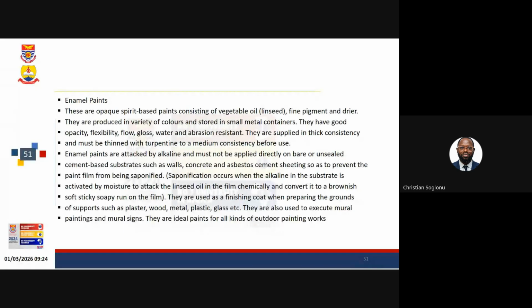They are used as a finishing coat when preparing the grounds of support such as plaster, wood, metal, plastic, glass, etc. They are also used to execute mural painting and mural signage. They are ideal paints for all kinds of outdoor painting works.